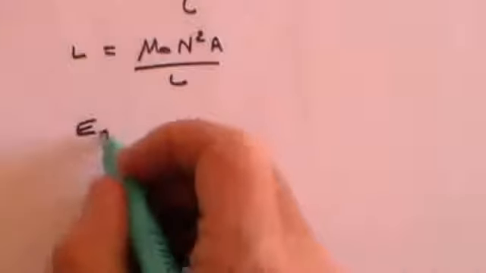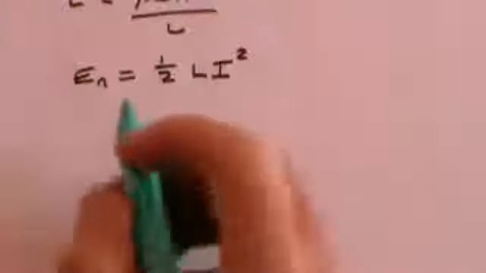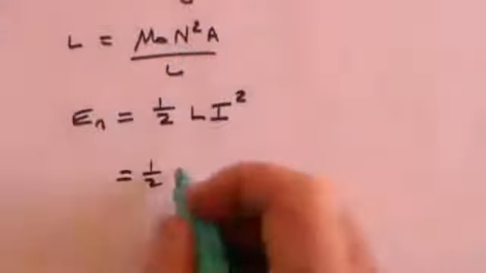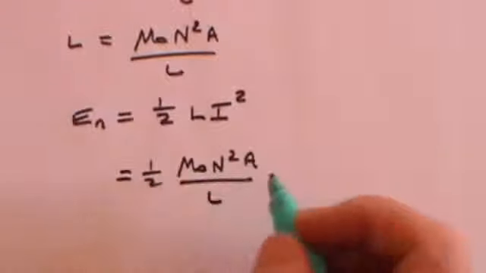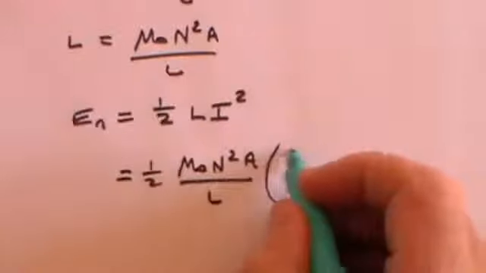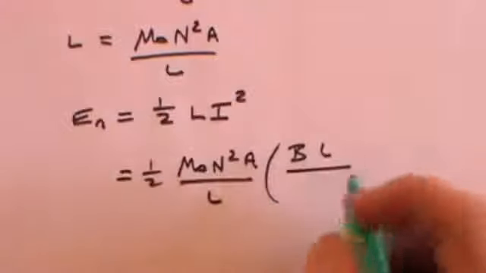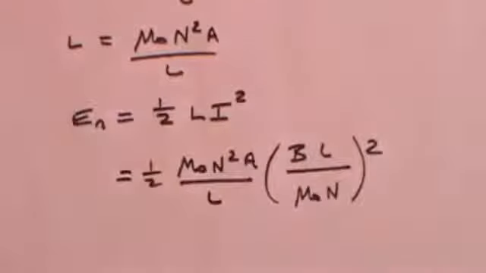And now we can say that the energy stored in the inductor is what we discovered just a moment ago, a half L i squared. So let's now just substitute in for that. Half L, well, we just found L. It's mu naught N squared A over L, times I squared. Well, we found what I was a little while ago. It's B L over mu naught N, and all of that is squared.